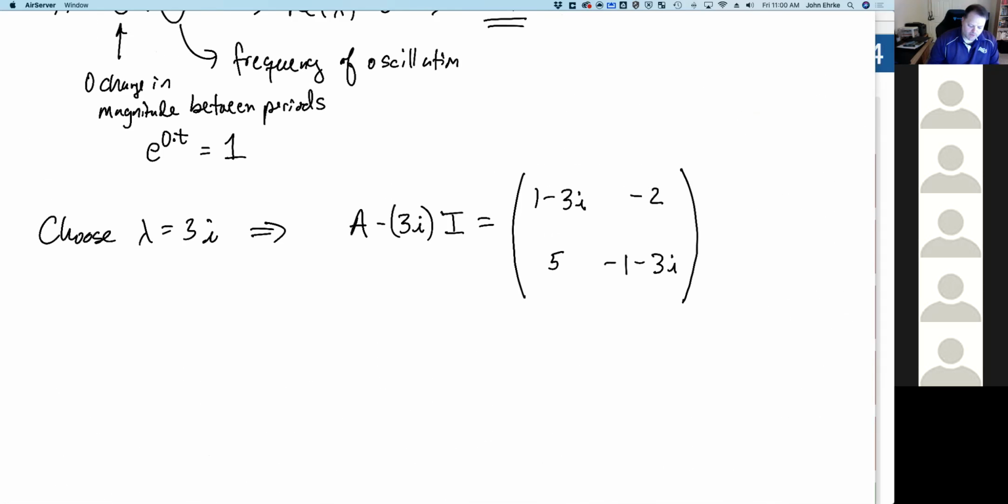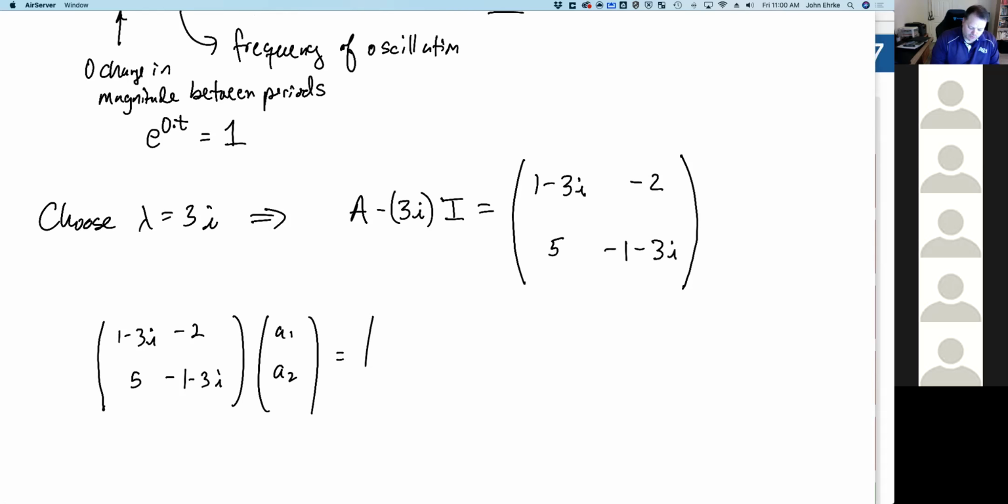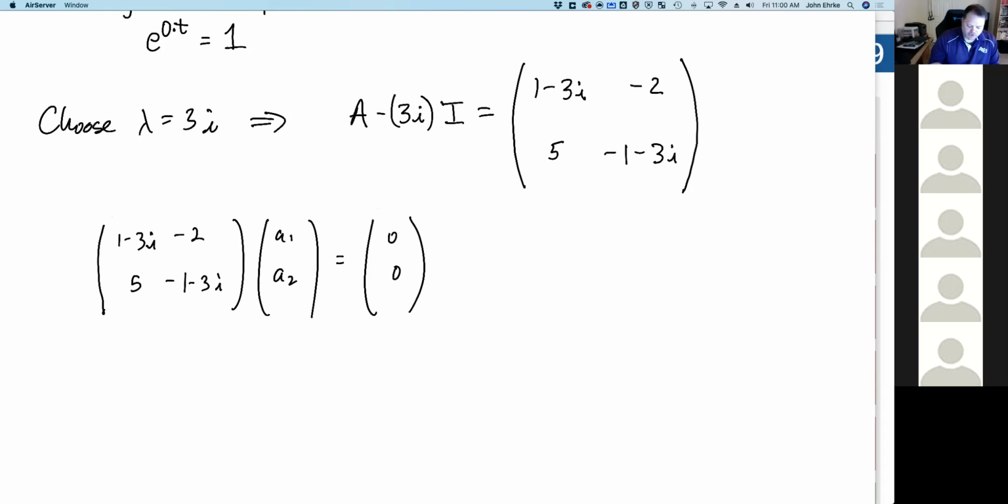So there's the matrix I'm working with. I need to look at the eigenvector associated with this eigenvalue. So I'm going to take this 1 minus 3i, negative 2, 5, multiplied by a vector a1, a2, set it equal to 0. And I'm just going to choose one of them and solve for the other one. So I'm going to choose a1 to be 1, and I'm going to solve for a2.